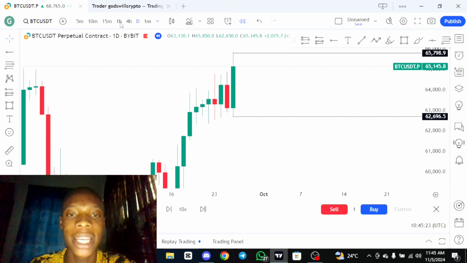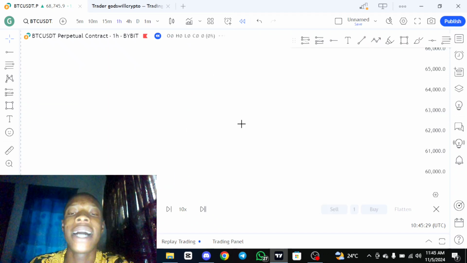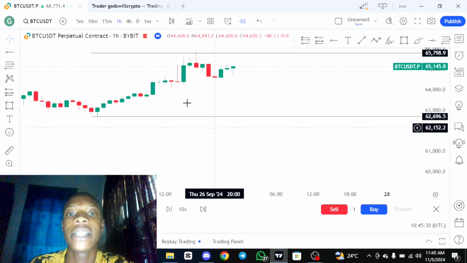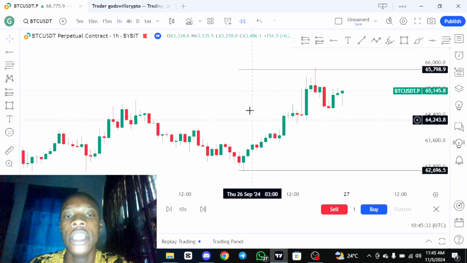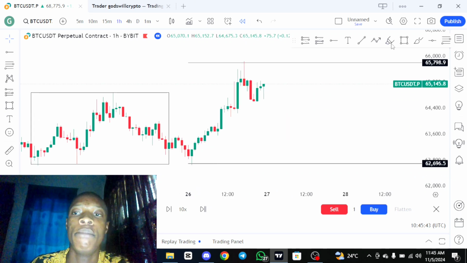Now the next thing is I head on to a 1 hour time frame, right? Now on a 1 hour time frame, this is where I will start looking for my trading opportunities. Now what I mainly do is I want to spot out the manipulation phase, right? This is the accumulation phase. Then the manipulation phase is when the price will now break above this high right here, just to hit stop loss.